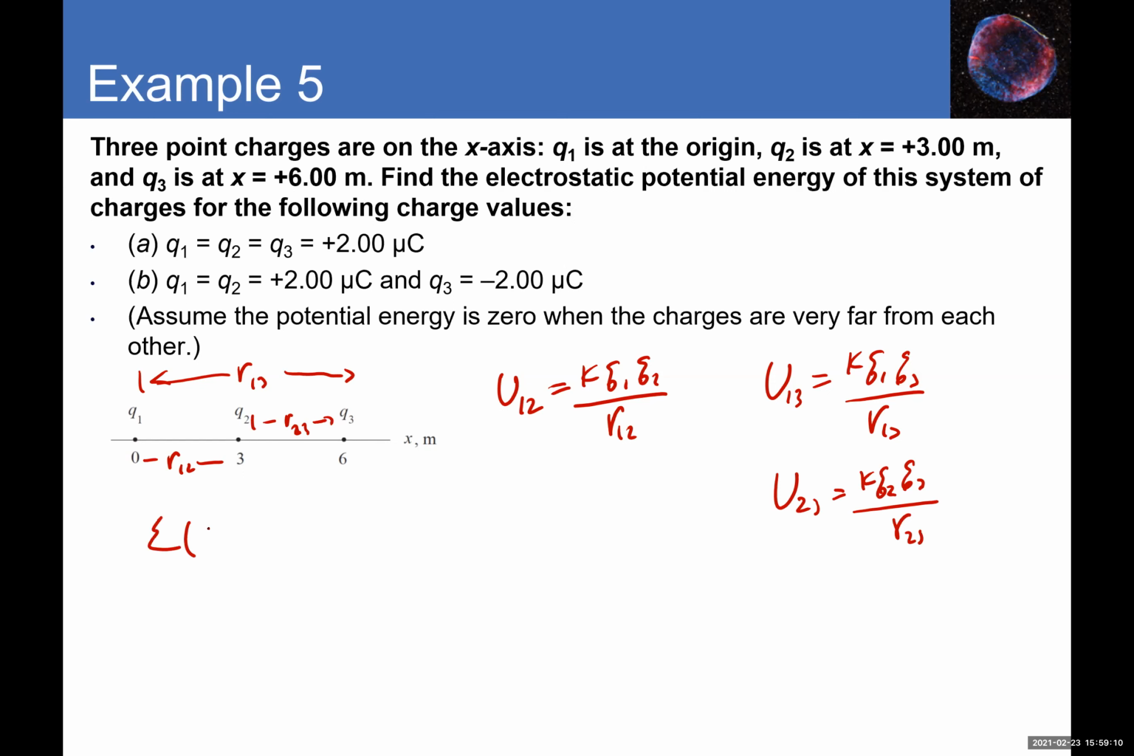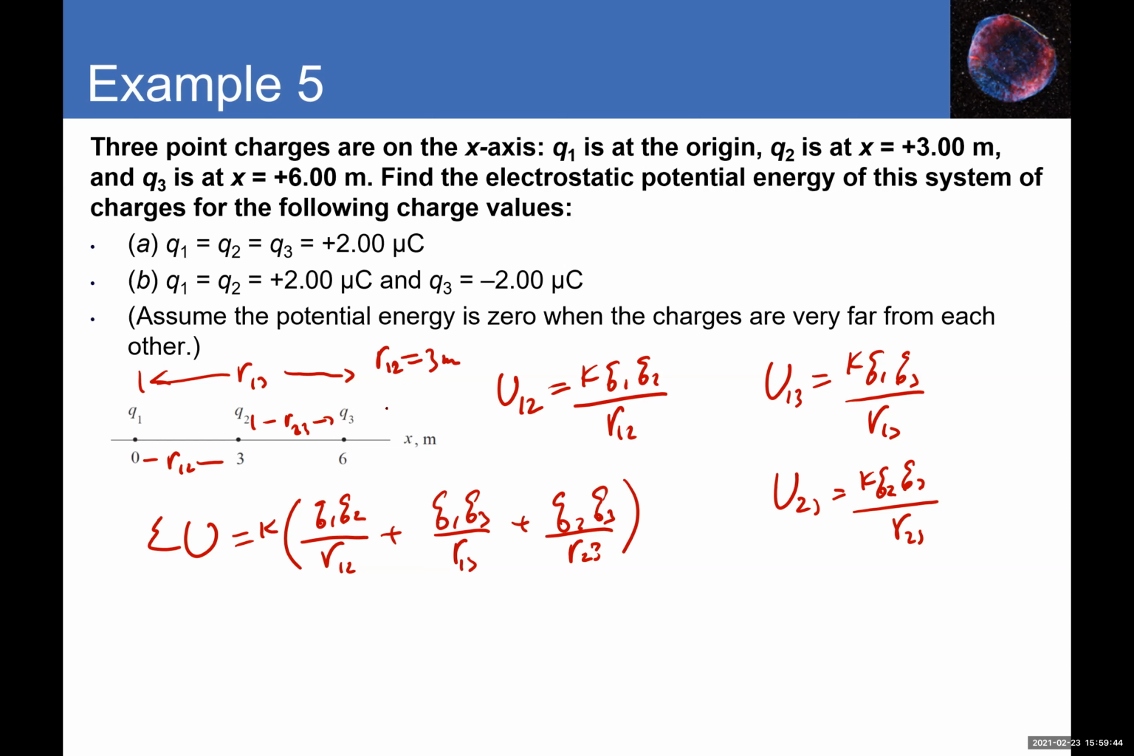Well, what we do then, we add them all together, right? We add them all together, because they're all positive. So it becomes basically K times, they all have the K, I can factor out, Q1 Q2 over R12 plus Q1 Q3 over R13 plus Q2 Q3 over R23. Okay. All right, so one thing we have here is this: R12 is 3 meters, R13 is 6 meters, and R23 is also 3 meters.